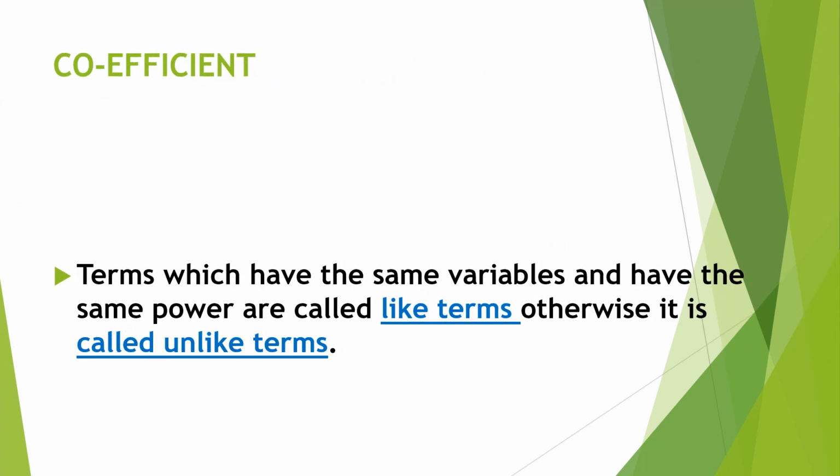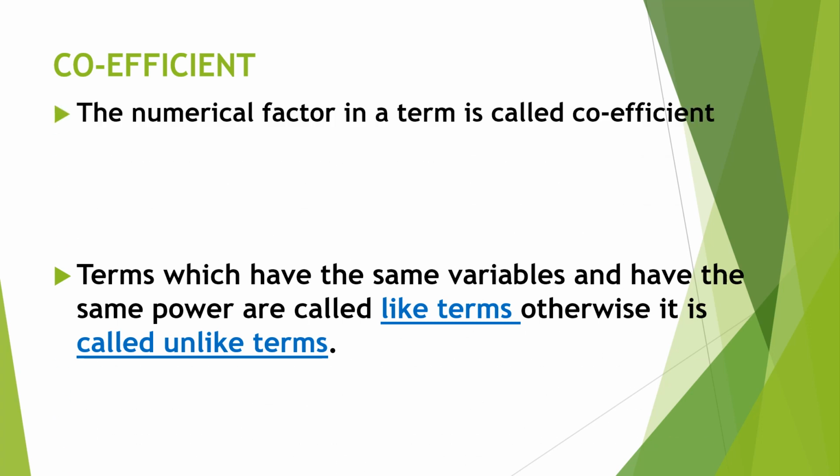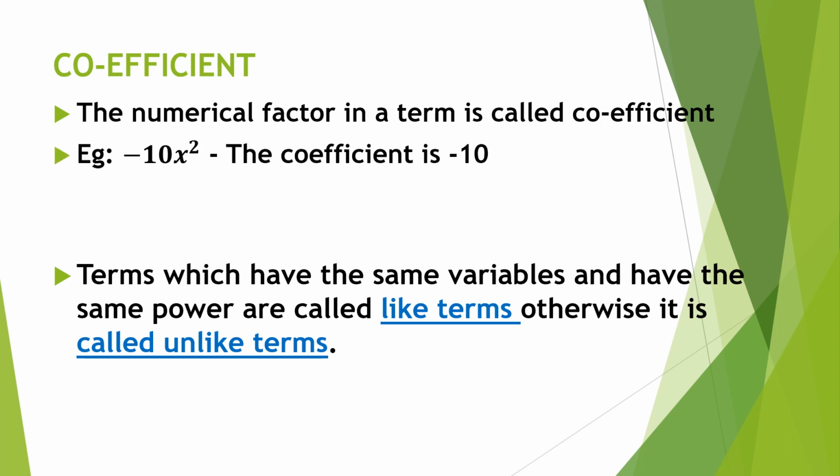Now we can see about coefficient. What is meant by coefficient? The numerical factor in a term is called coefficient. For example, minus 10x square is a term. The coefficient of x square is minus 10.